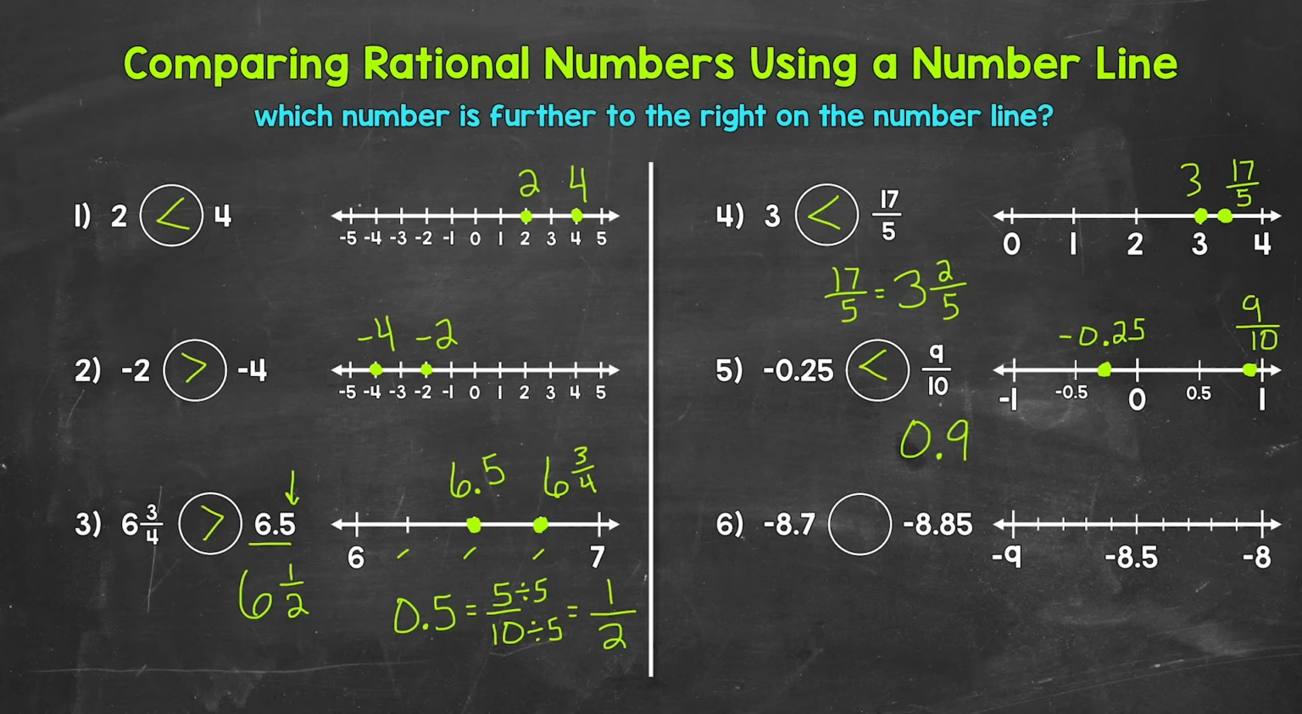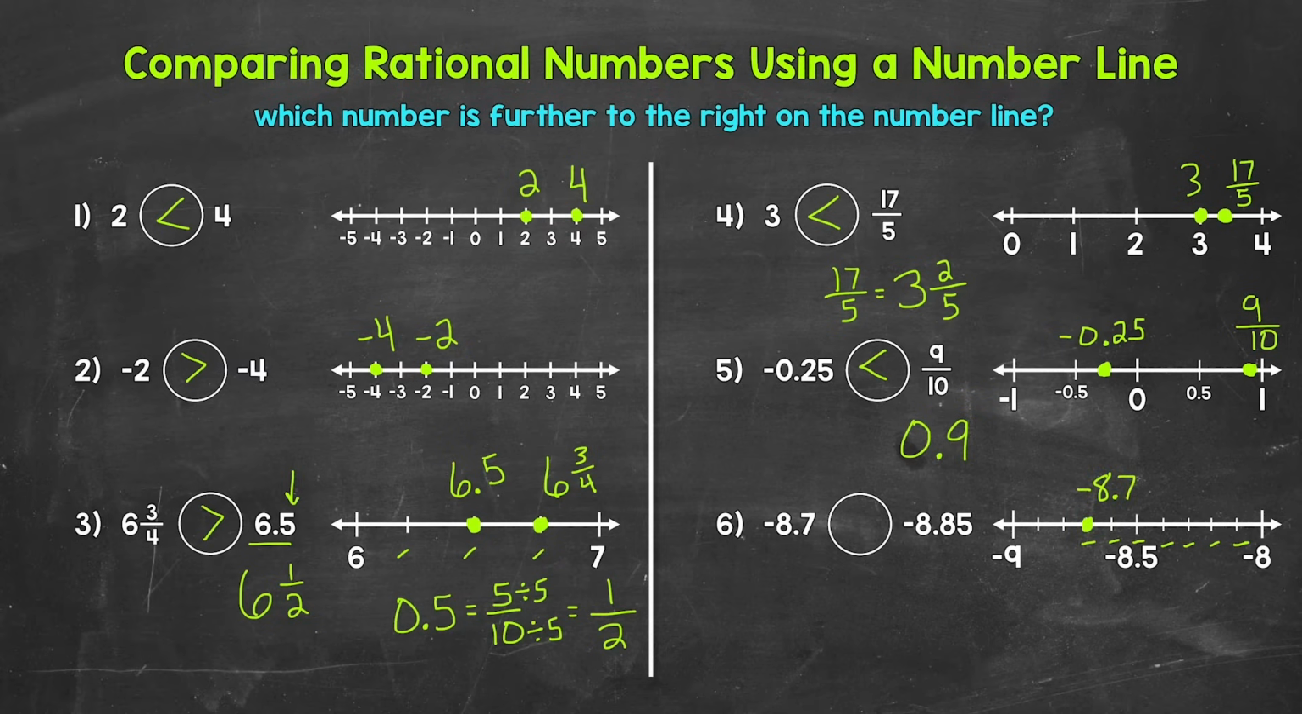Lastly, let's move on to number 6, where we have negative 8 and 7 tenths is greater than, less than, or equal to negative 8 and 85 hundredths. Now, both of these numbers are in between negative 8 and negative 9. As far as the number line, negative 8 and 7 tenths will be, well, we have negative 8 and 1 tenth, 2 tenths, 3 tenths, 4 tenths, 5 tenths, which is negative 8 and a half, 6 tenths, and 7 tenths. So negative 8 and 7 tenths is right here.